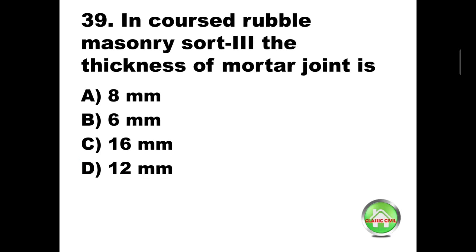Question number 39. In coursed rubble masonry first sort, the thickness of mortar joint is option A 8 mm, option B 6 mm, option C 16 mm, option D 12 mm. In coursed rubble masonry first sort, the thickness of mortar joint is, answer is option C 16 mm.